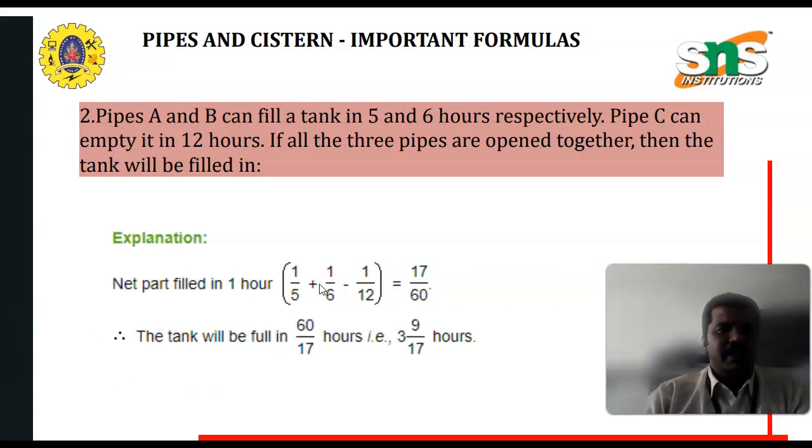Now we are going to see the second problem. Pipes A and B can fill a tank in 5 and 6 hours respectively. Pipe C can empty it in 12 hours. If all three pipes are opened together, then the tank will be filled in how much time? Net part filled in 1 hour is 1 by 5 plus 1 by 6 minus 1 by 12, which is equal to 17 divided by 60. Therefore, the tank will be full in 60 divided by 17 hours, that is 3 and 9 by 17 hours.